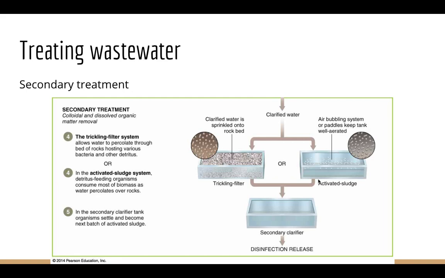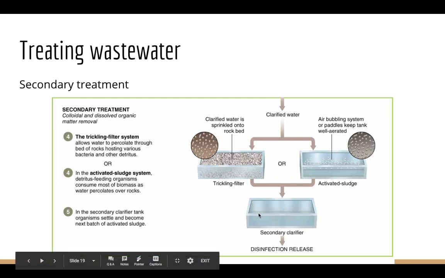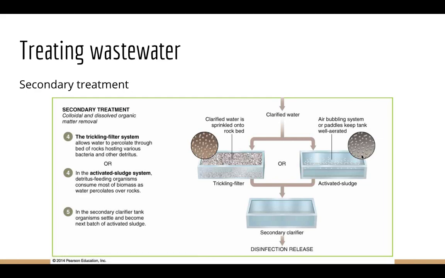So either way, if you do trickling filter or activated sludge, after the decomposers break everything down, it ends up in this secondary clarifier. In that secondary clarifier, you just let the organisms themselves, the decomposers, settle out to the bottom of the tank. Remember those decomposers are called activated sludge, and then you can remove those organisms, that activated sludge, and pump them back into the beginning of the system. Activated sludge versus trickling filter, this one is going to be more common. It's much more efficient, much more common to use this than to use the trickling filter.